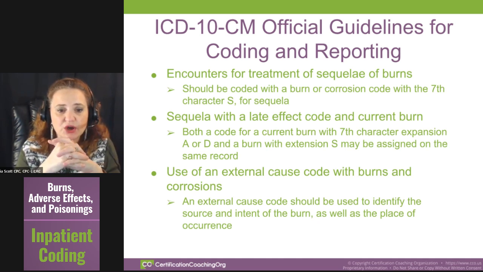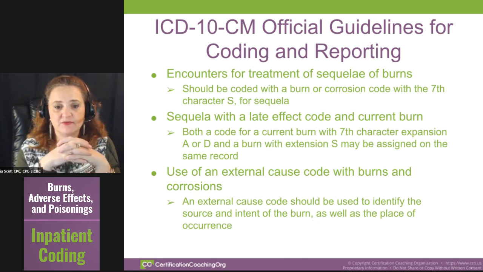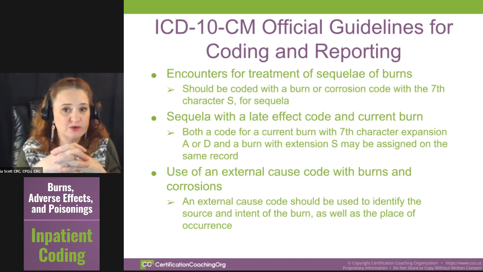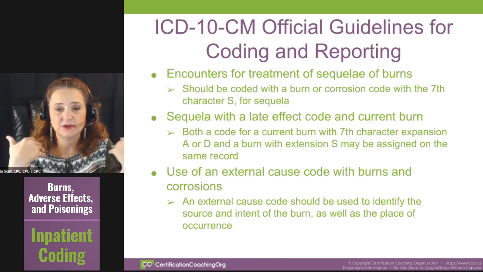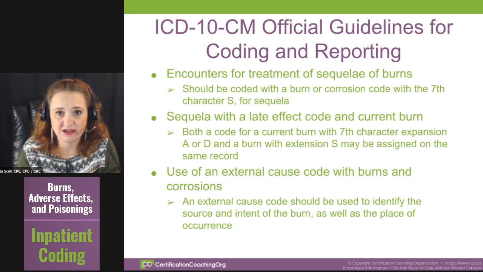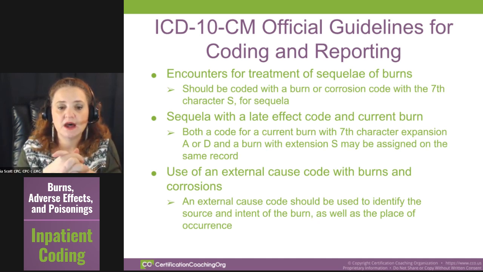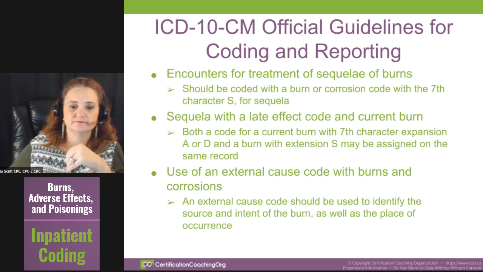If you have external cause codes, just be aware that they're used to give more specificity, like the intent of the burn. Was it just an accident? I was boiling water and I accidentally dumped it on myself instead of into the sink because I'm making spaghetti or whatever. Or is it assault, because somebody threw a corrosive material at me and burned me? Or is it intentional, where somebody lit themselves on fire? Okay.